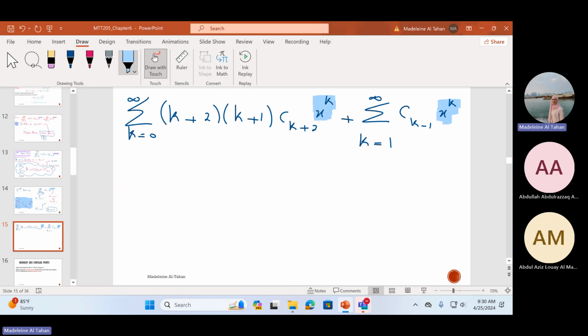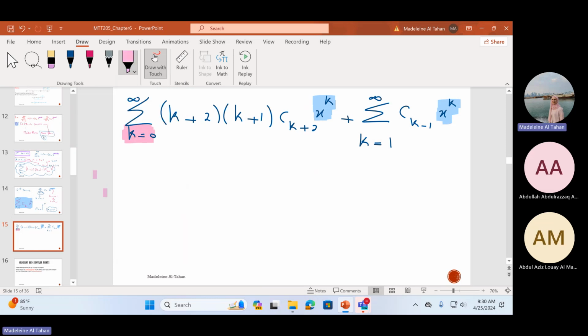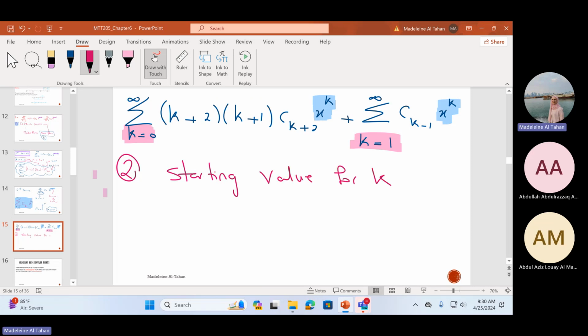Now we have another problem. The second problem is this: this one starts at k equals 0, and this one starts at k equals 1. Okay, so what's our second problem now? Problem number 2, the starting value for k should be the same. In this case, you would choose 1.